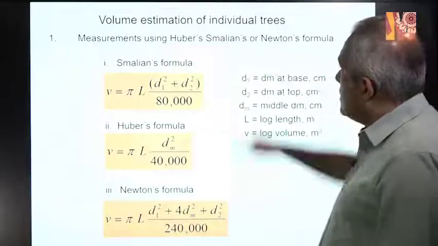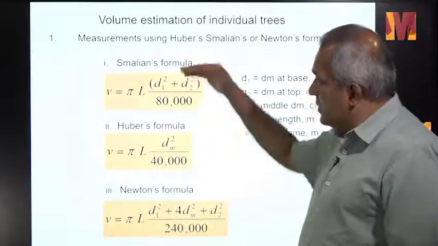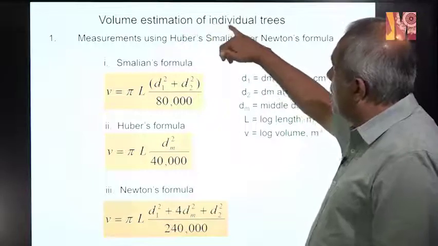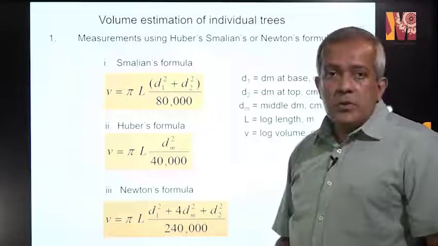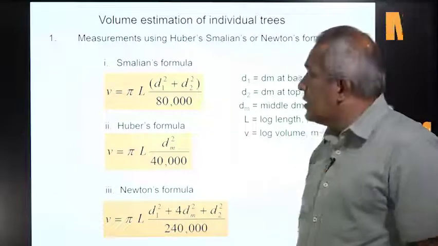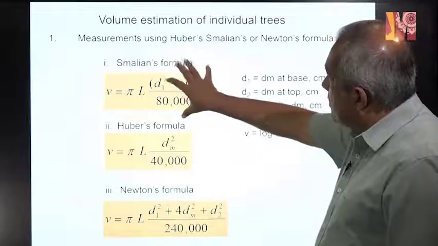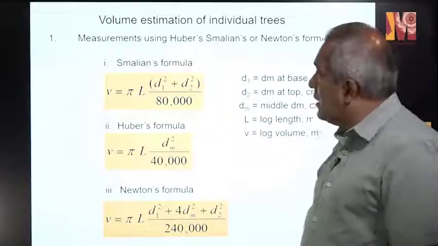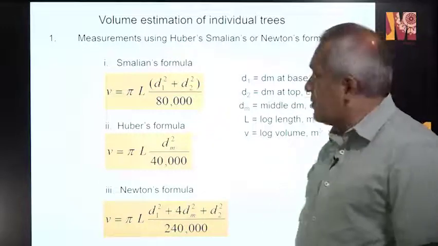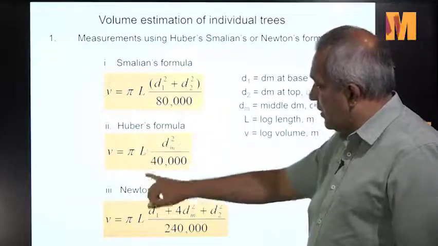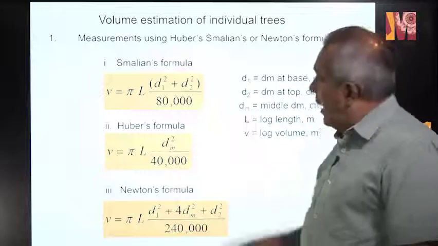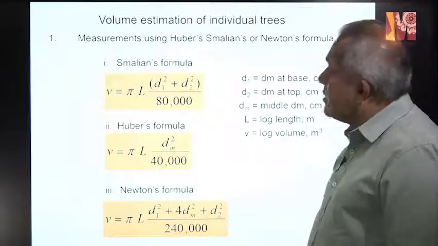And this is how we estimate the volume. There are different methods. Now, the first part we talk about is the estimation of individual tree volume for research purposes. If you need so much accuracy in your estimations, there are three formulae built by three foresters or scientists sometime back. The first one is Smalian's formula, the second one Huber's formula, the third one Newton's formula. And when you compare, all the measurements are the same.